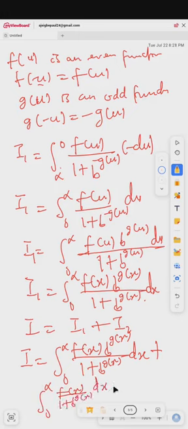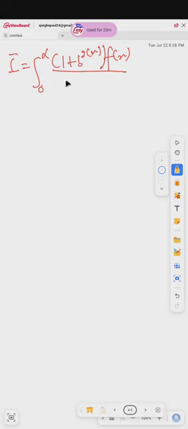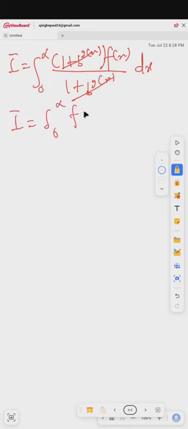Now, if you notice, they both have the same denominator, so the LCM will be 1 plus b raised to the power of g of x. So then we're going to have I equals the integral from 0 to alpha of the bracket 1 plus b raised to the power of g of x, multiplied by f of x, everything over 1 plus b raised to the power of g of x, dx. We cancel out 1 plus b raised to the power of g of x. Then we have I equals the integral from 0 to alpha of f of x dx. So that is proved.